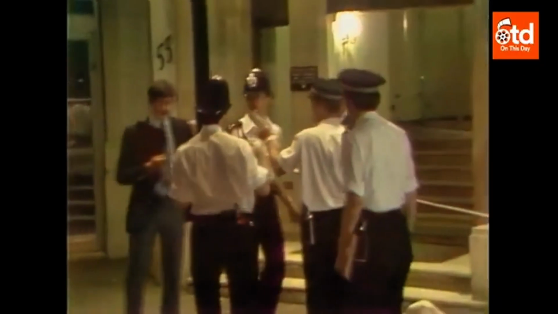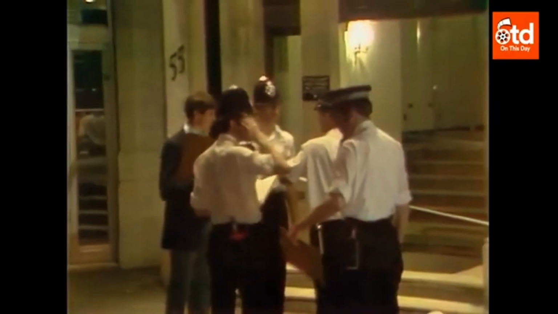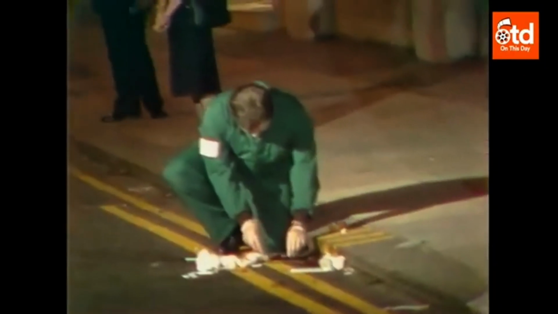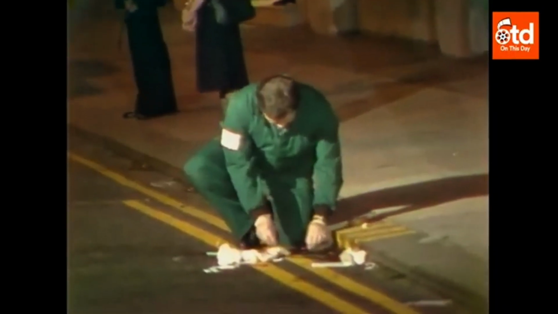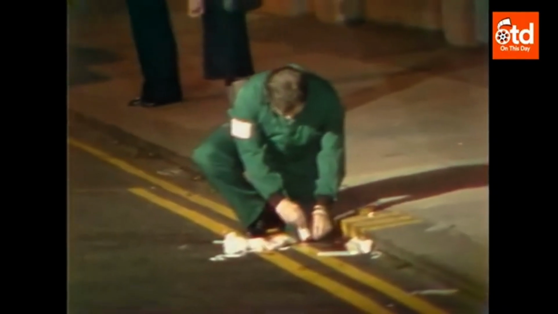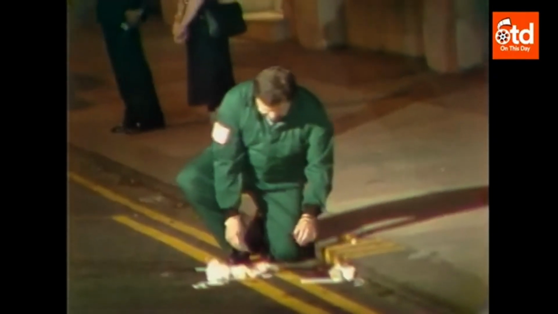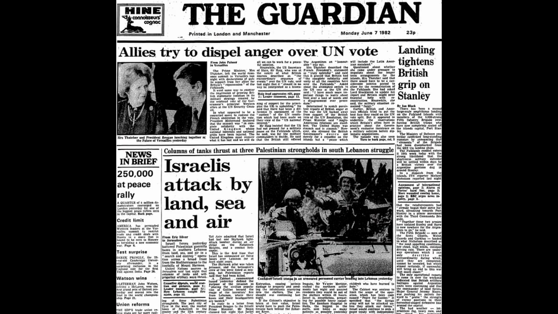In June 1982, a key event triggered the invasion. The Israeli ambassador in London, Shlomo Argov, was shot by a Palestinian group. This group was actually opposed to the PLO, but Israel held the PLO responsible. Israel used this attack as justification to launch a large-scale invasion of Lebanon.